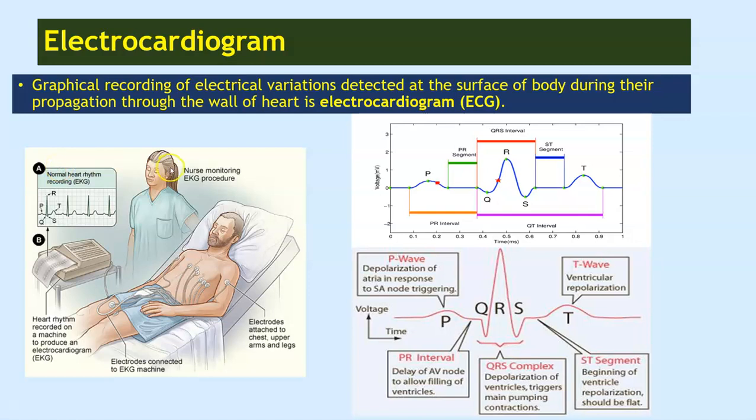Now, various electrodes are used for recording of the signals. Four electrodes are positioned on the limbs. You can see here, two on the arms and two on the legs. These are limb electrodes. Six are positioned on the chest. These are called the chest electrodes. Now students, have a look here.